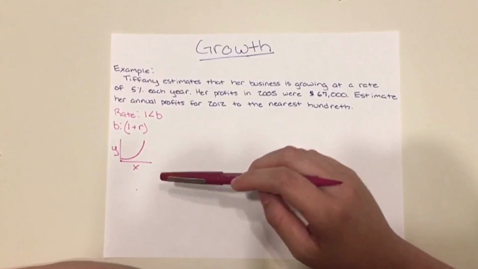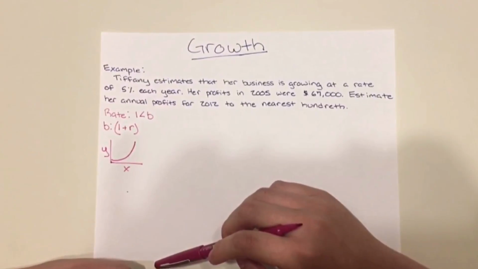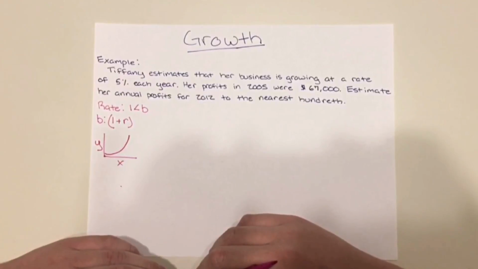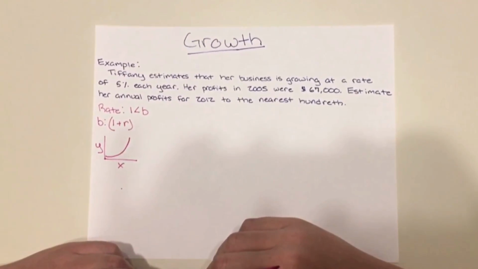Our example says, Tiffany estimates that her business is growing at a rate of 5% each year. Her profits in 2005 were $67,000. Estimate her annual profits for 2012 to the nearest hundredth.